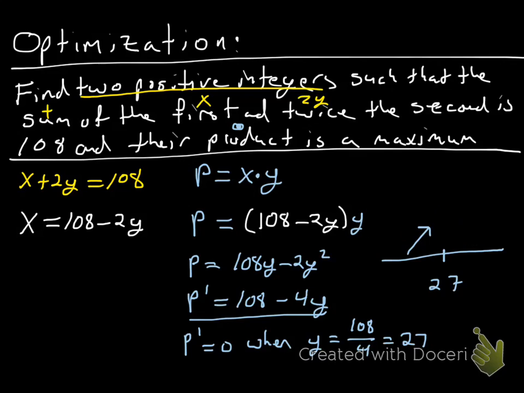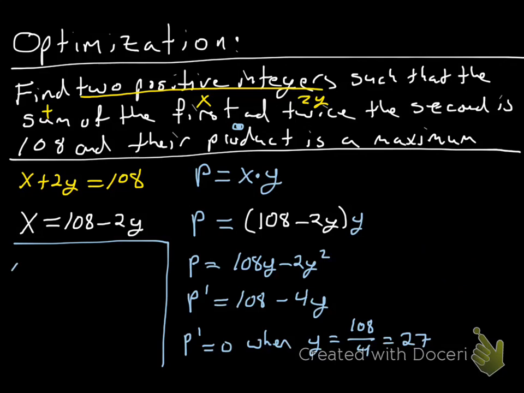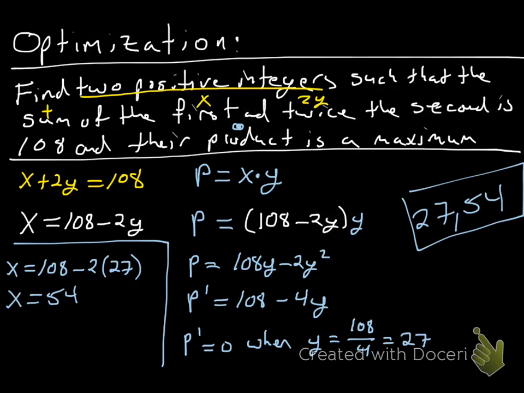Now they want us to find both integers, so I'm going to plug 27 back in, and I get the x is 54. Okay, so 27 and 54 would be my integers, which have the property that the sum of the first one, which is 54, plus twice the second one, which is 27, has a sum of 108, and then the product is maximized.